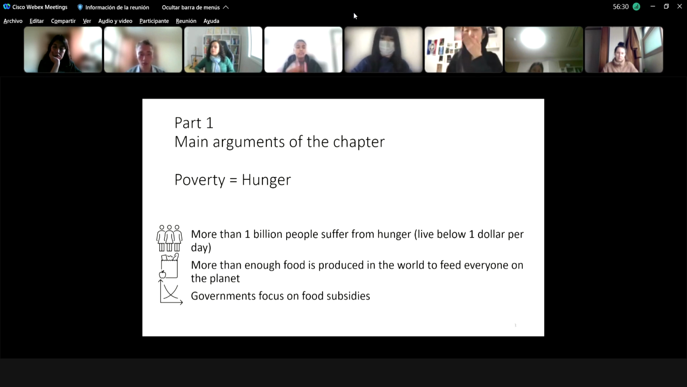And it's not just rich countries that have subsidy programs in their governments, but also developing countries, for example, Egypt or Indonesia. They also have food subsidy programs established for decades. But even so, there are still people who suffer from not having access to enough food. So that's one of the parts where the author starts the introduction of the chapter.